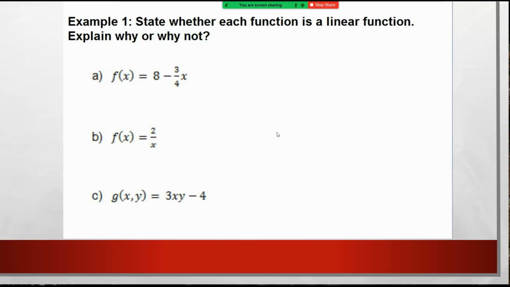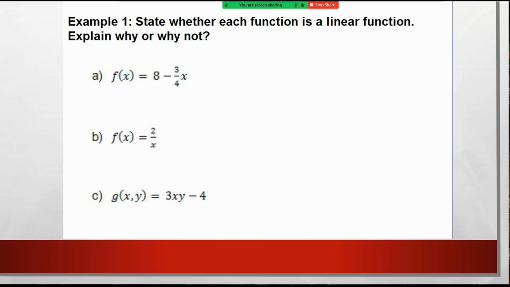So what we want to do is take the concepts we just talked about and discussed and determine whether functions are linear or not. A function is linear if the only operations on the function are addition, subtraction, and the only multiplication is between a number and a variable. A variable is not raised to a power.